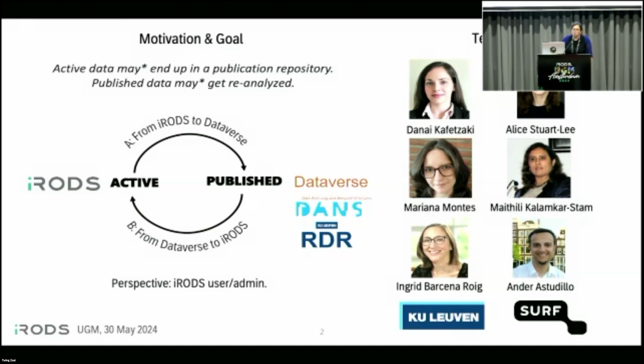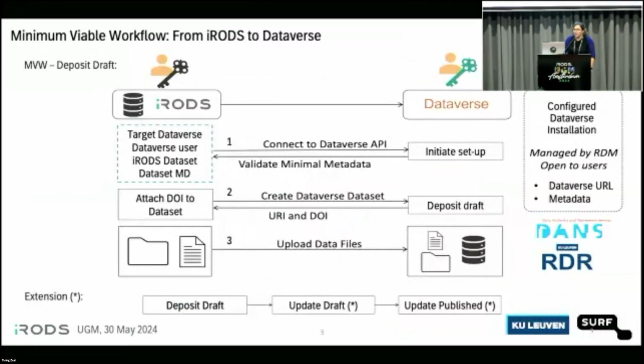In this workflow, we are looking into a minimum viable workflow with 2 parts. So from iRODS to Dataverse and from Dataverse to iRODS, working from the iRODS perspective. So the goal is to implement on the server side, but we start small with this minimum viable workflow, currently implementing the client side, and for depositing a draft into a Dataverse installation, then also updating this draft, and later on updating a published version.